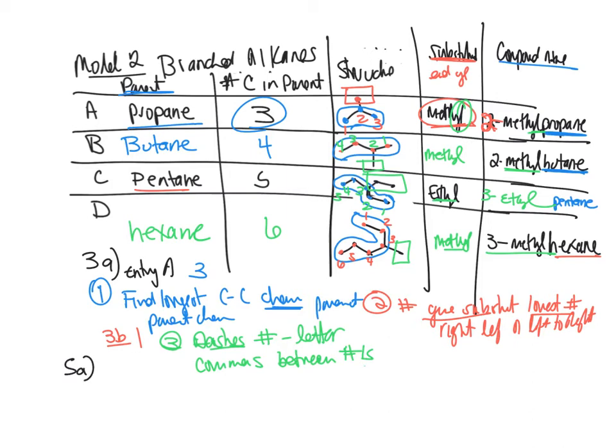5A. For compound B in model 2, circle the number of carbons in the parent chain. We did that. Does your numbering scheme agree? Yes. Name the compound. B is 2-methylbutane, not 3-methylbutane. What conclusions can be made by numbering substituents? Right here. You got to give the substituents the lowest numbering.